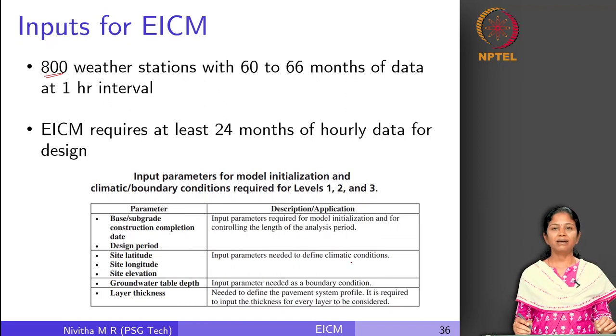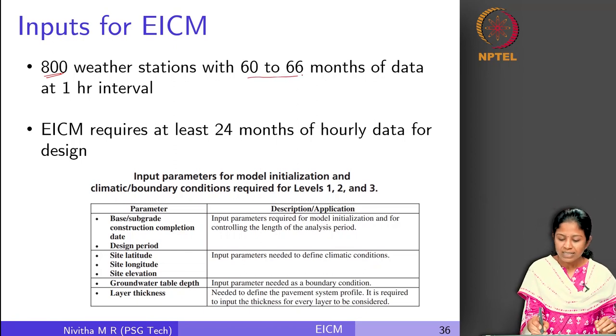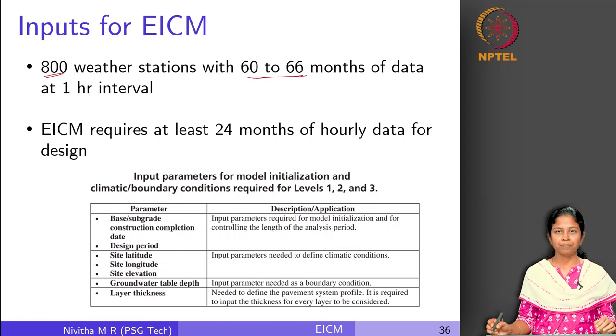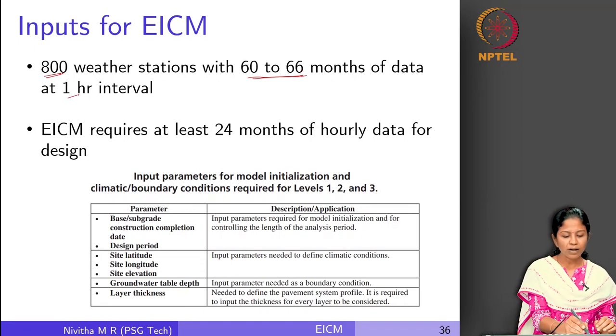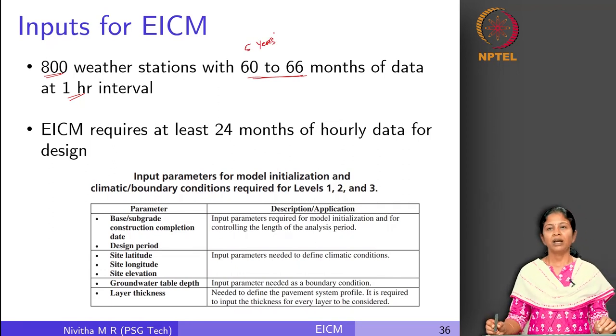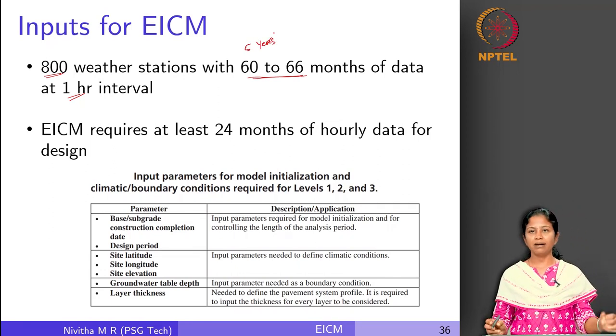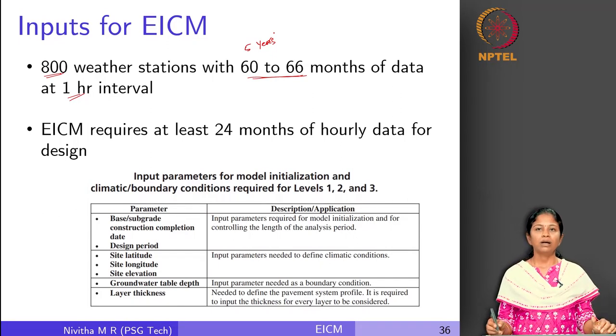They have collected the weather information for all the 800 stations with a minimum of 60 to 66 months of data, right? So at least for 5 years, they have data at every 1 hour interval over these 5 years. This information is already available in the design software that is used to implement the MEPDG, which is nothing but the AshTOWER software. So this climate information is already available. In the next lecture, I will show you how it is done.